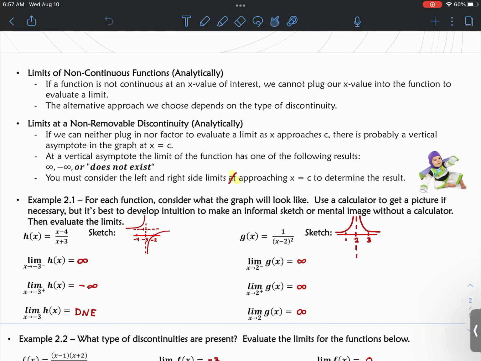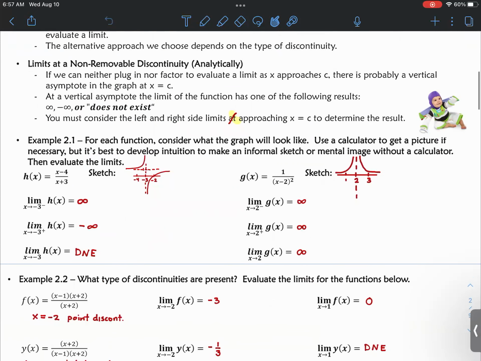Example 2.1, for each function, consider what the graph will look like. This is where it becomes really important that you have your algebra fundamentals down. If we see a function such as (x minus 4) over (x plus 3), it is expected that you can get a rough sketch of that even without calculator help. I would say, use a calculator for now if necessary to check, but there are ways to get a pretty decent sketch of this without a calculator.